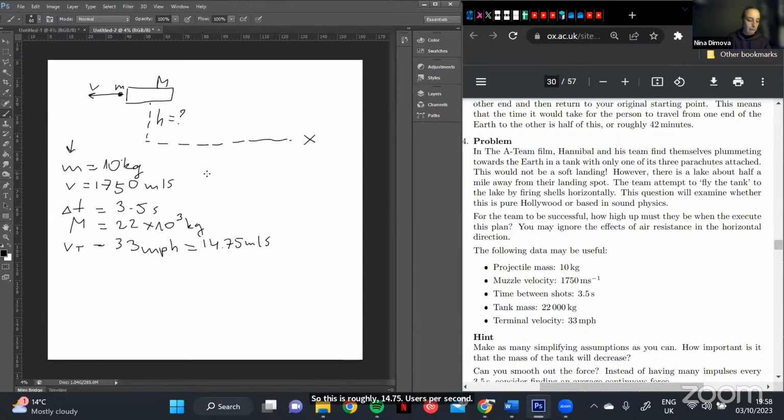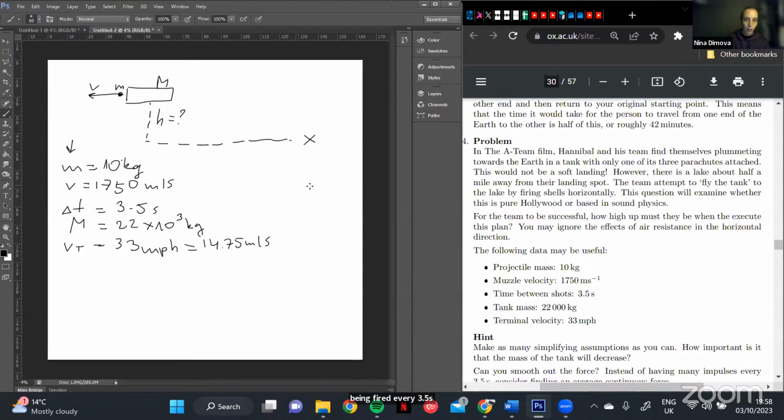So to move horizontally, there needs to be a horizontal force exerted on the tank. This horizontal force comes from the projectiles being fired every 3.5 seconds.